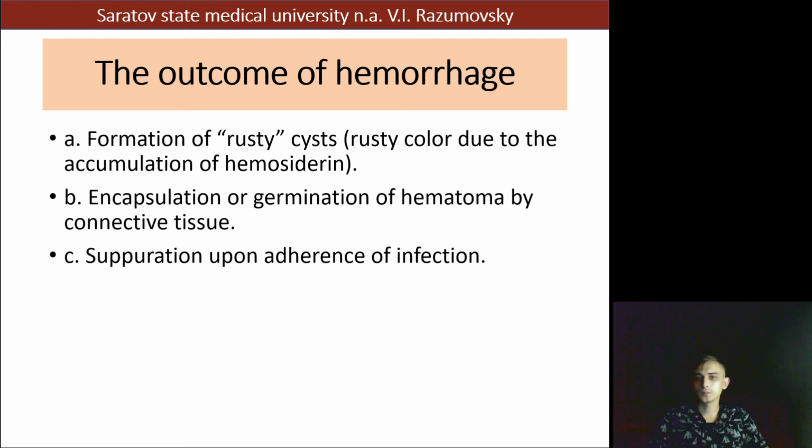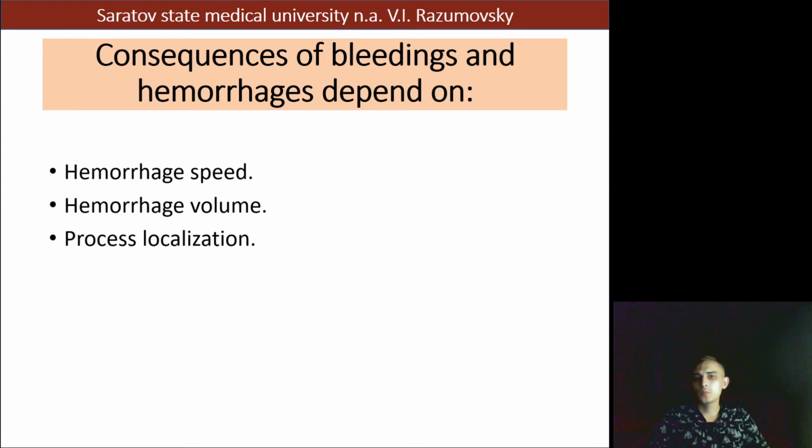Consequences of bleeding and hemorrhage depend on hemorrhage speed, volume, and localization. So the most dangerous for the patient will be bleeding with high speed, big volume, and if it is localized in vital organs like brain, kidneys, lungs, and adrenal glands.